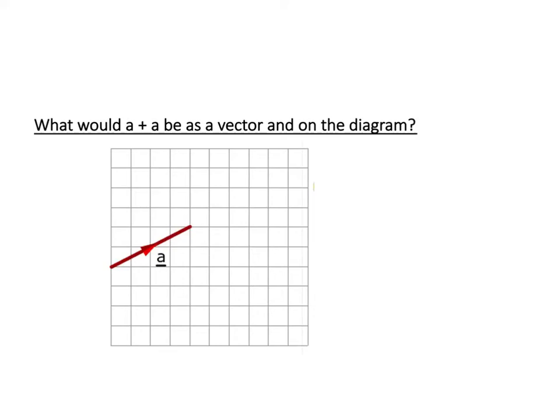Hi folks, yesterday we did some work on vectors and today we're going to do some work on combined vectors. This is the vector A, and what we did yesterday was we looked at describing the direction and magnitude of this vector. What that means is basically how far across and how far up does it go. So the first thing we do is we go across.